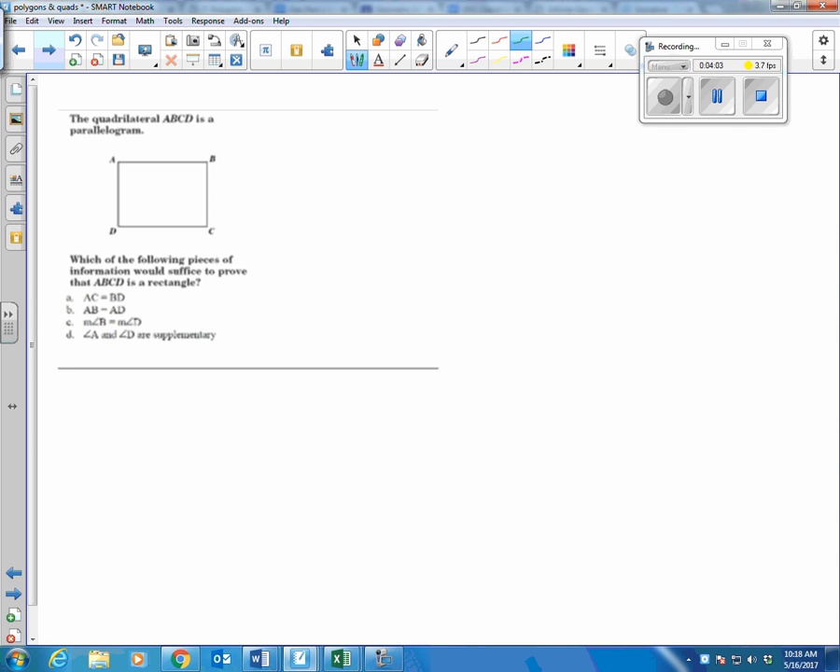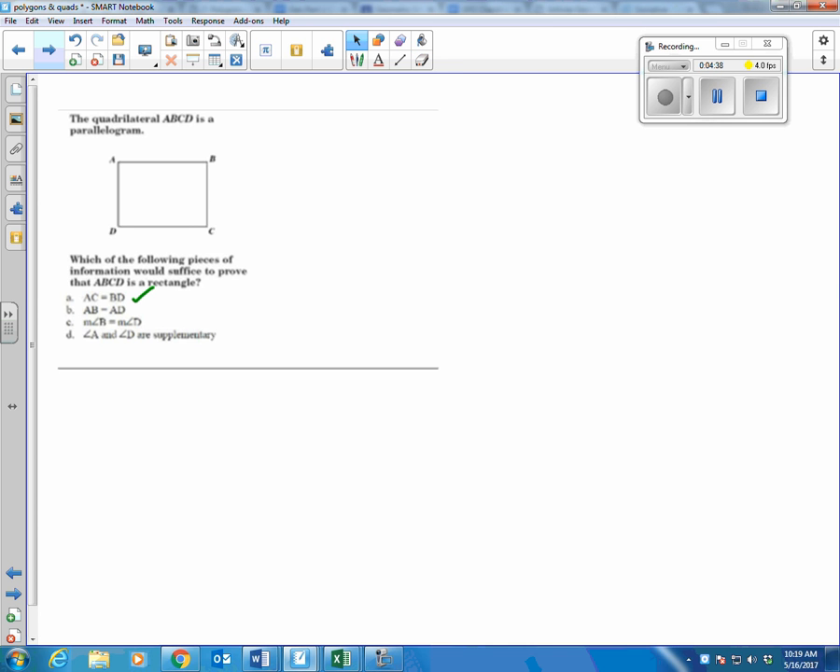All right, example 3. You want to know which of the following pieces of information would suffice to prove that this is a rectangle. So let's just look at each one. If we have that AC is equal to BD, so if I just mark that, AC is equal to BD, okay? And then we know from our properties above that diagonals of a rectangle are congruent. So that's telling me that the diagonals are congruent, so that one works. A works, okay? So I'm just going to erase that.